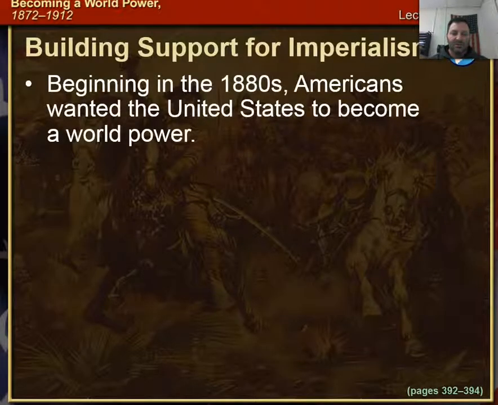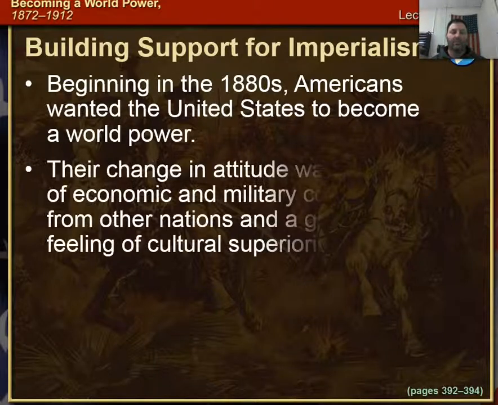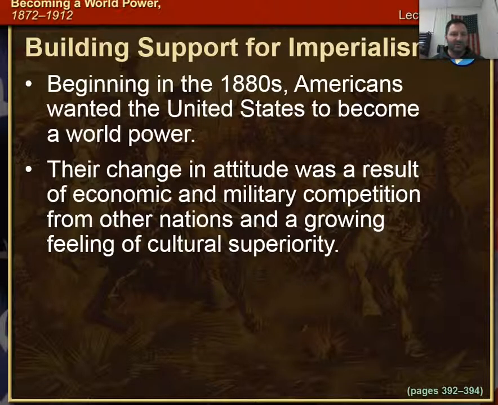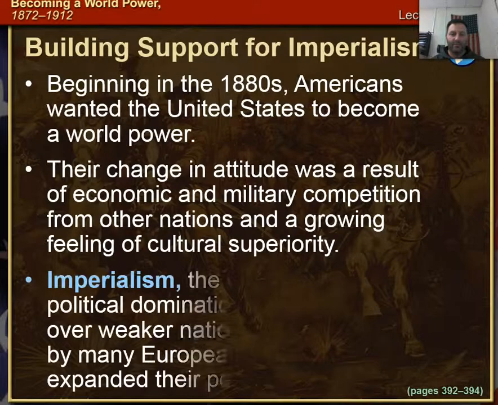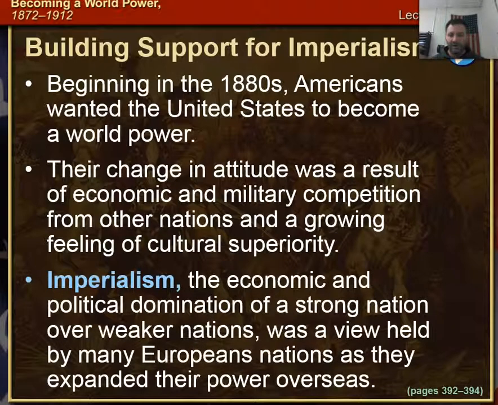Okay, so building support for imperialism. Beginning in the 1880s, Americans wanted the United States to become a world power. Their change in attitude was a result of economic and military competition from other nations and a growing feeling of cultural superiority. Imperialism is the economic and political domination of a strong nation over weaker nations.